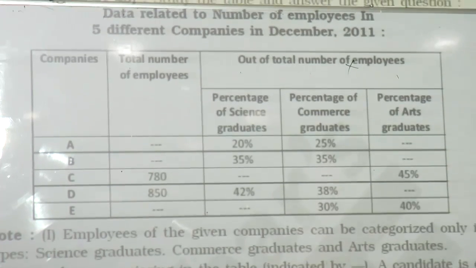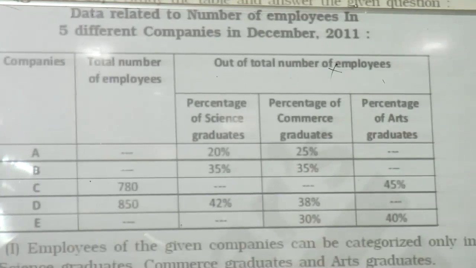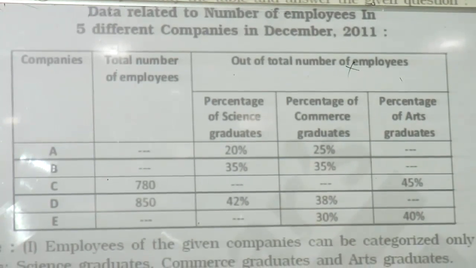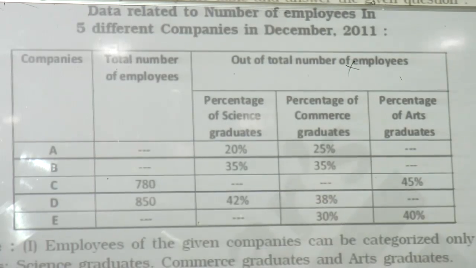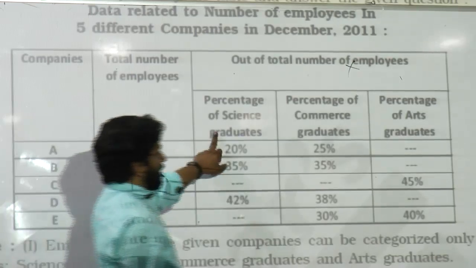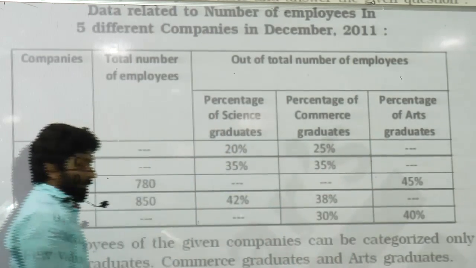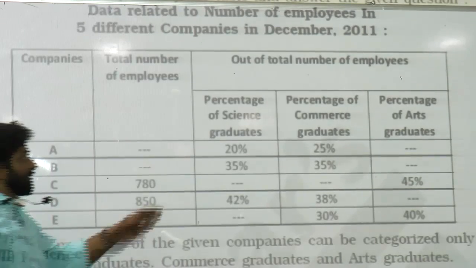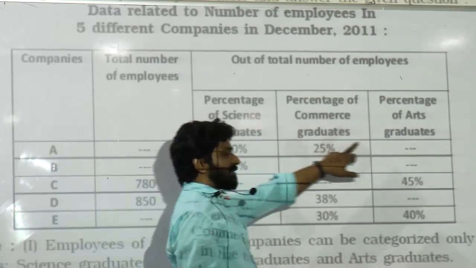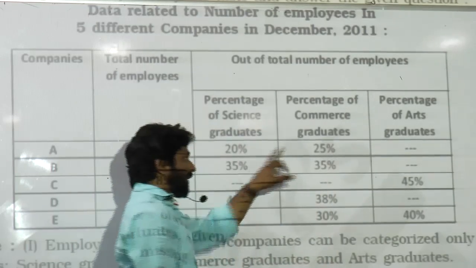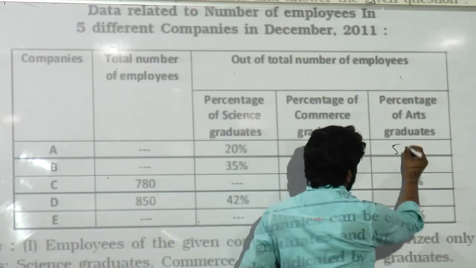The average number of science graduate employees and arts graduate employees in company A was 270. What was the total number of employees in company A? Science and arts. So we have only 3 streams: science, commerce, arts. When you add everything, you should get 100%. So we already have 45 here, the remaining is 55%.